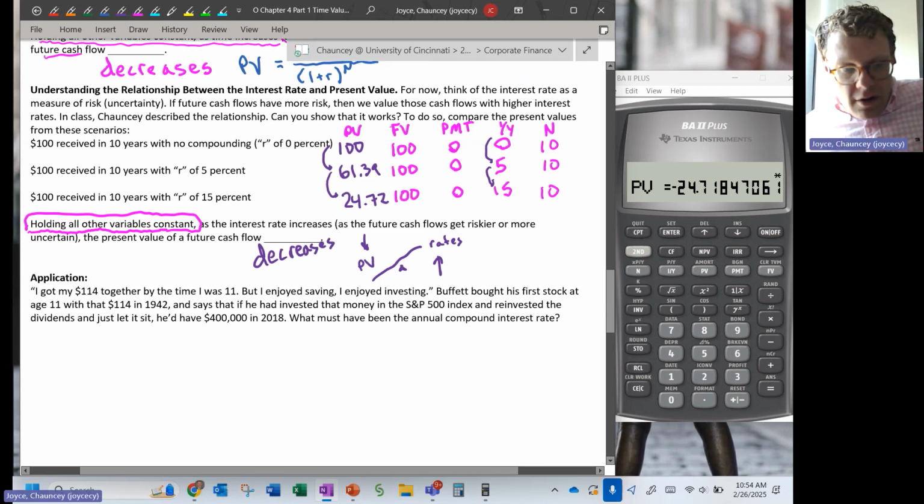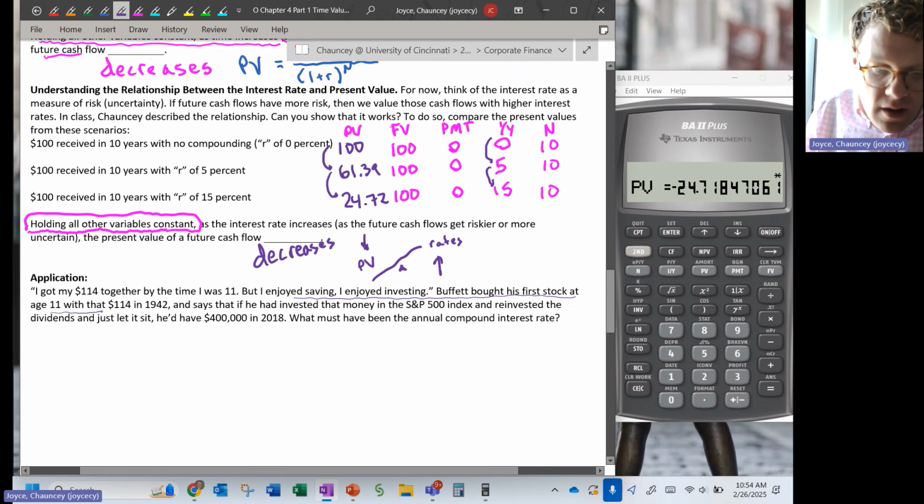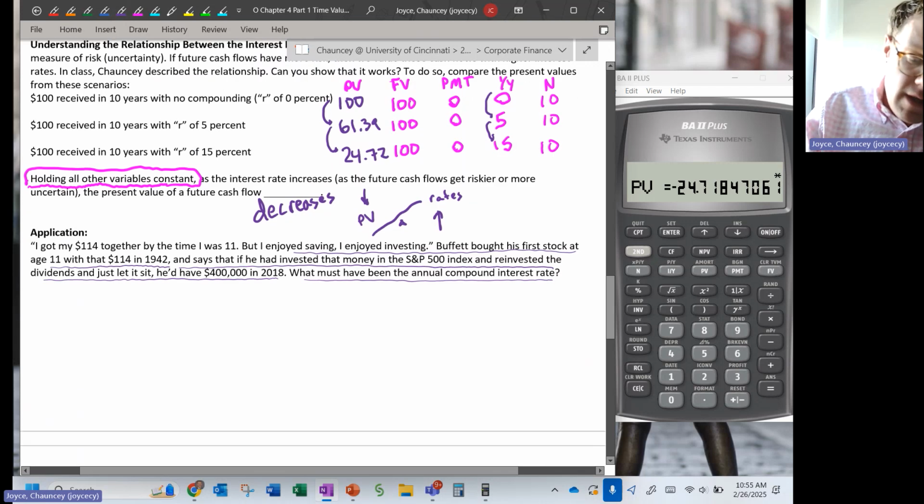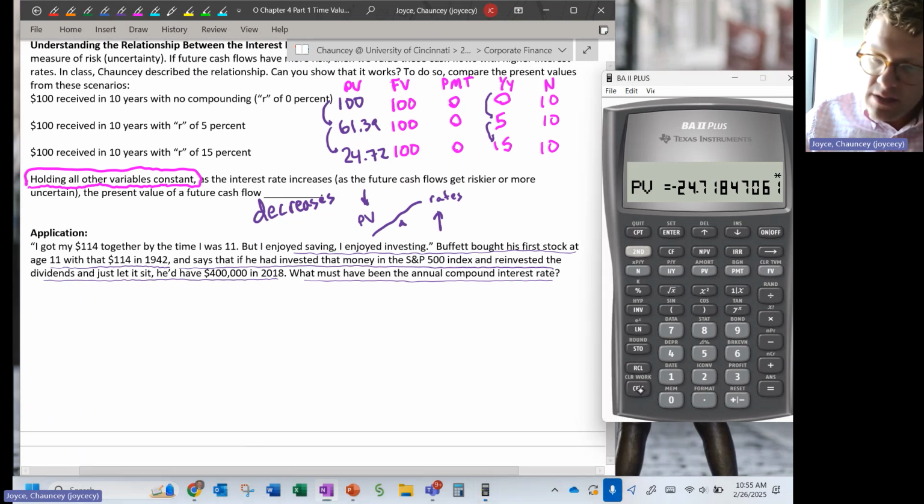I was reading this article recently by Warren Buffett. He said, I got my $114 together by the time I was 11, but I enjoyed saving. I enjoyed investing. Buffett bought his first stock at age 11 with $114 in 1942. He didn't put it in the S&P 500, but he said if he had invested that in the S&P 500 index and reinvested the dividends and just let it sit, he'd have $400,000 in 2018. So what was the compound rate? So I read this article and had to do the math on this.